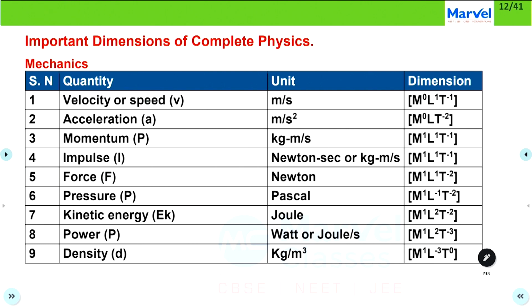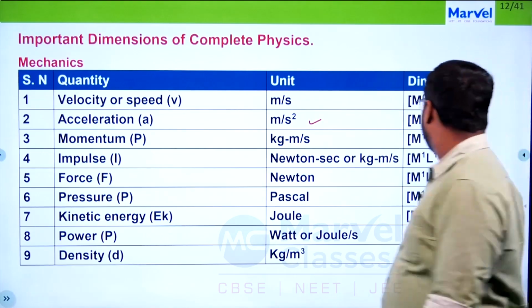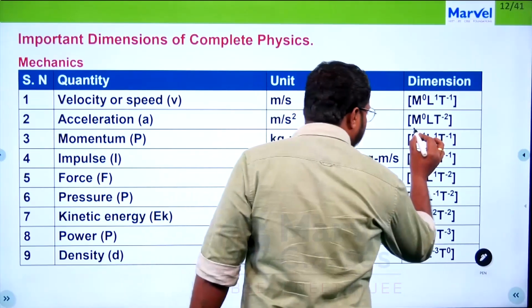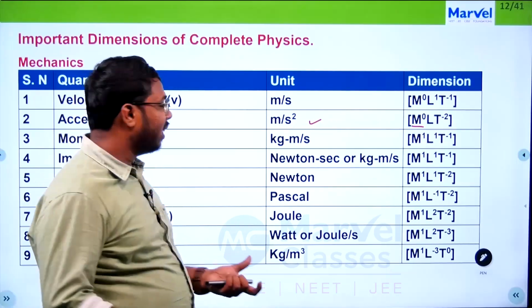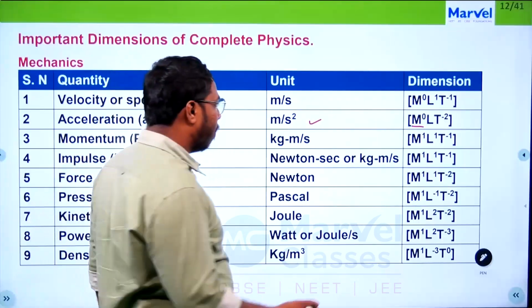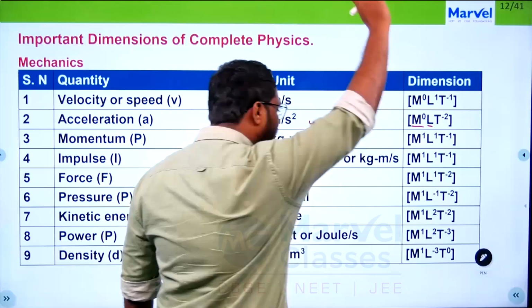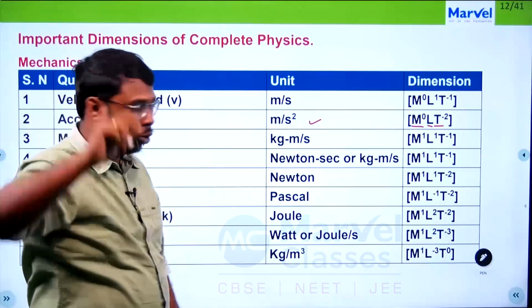For example, acceleration is nothing but meters per second squared, and if you observe, you can see M power 0, indicating that for acceleration we don't have any role of the mass, but the length is raised to the power 1 and time is raised to the power minus 2.